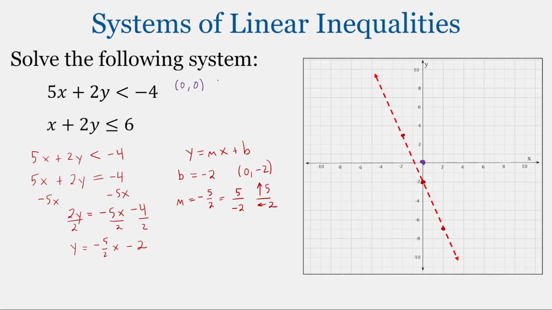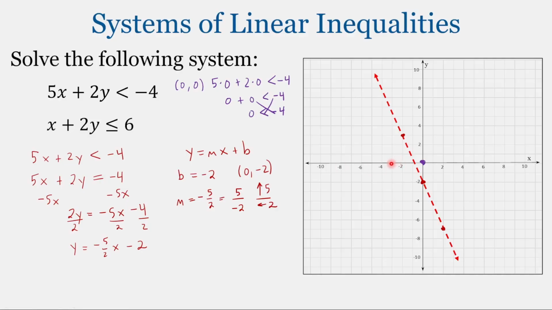So I'm going to go back to the original inequality. So this is 5 times 0 plus 2 times 0 less than negative 4. So this is 0 plus 0 less than negative 4. 0 less than negative 4. Well, that's not a true statement.